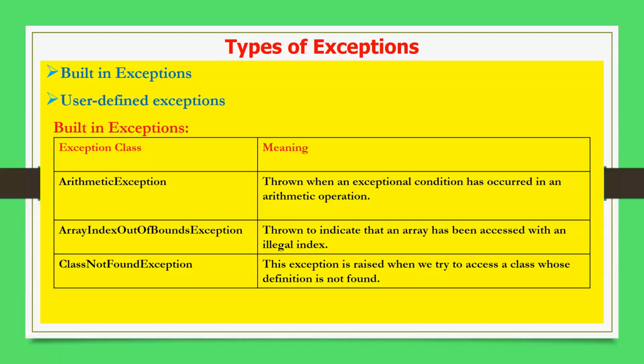ArithmeticException means thrown when an exceptional condition has occurred in an arithmetic operation. While performing an arithmetic operation, if any error occurs, it will display. And next one, we already discussed ArrayIndexOutOfBoundsException, thrown to indicate that an array has been accessed with an illegal index. And next, ClassNotFoundException. This exception is raised when we try to access a class whose definition is not found.